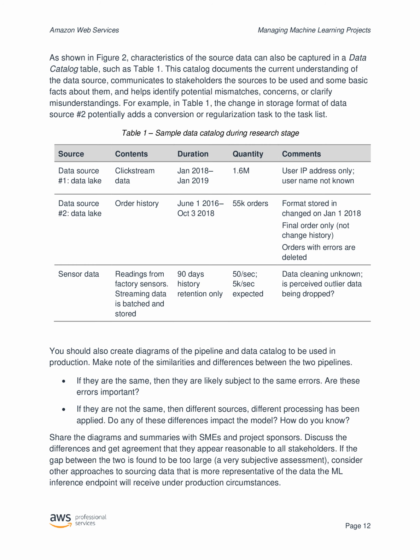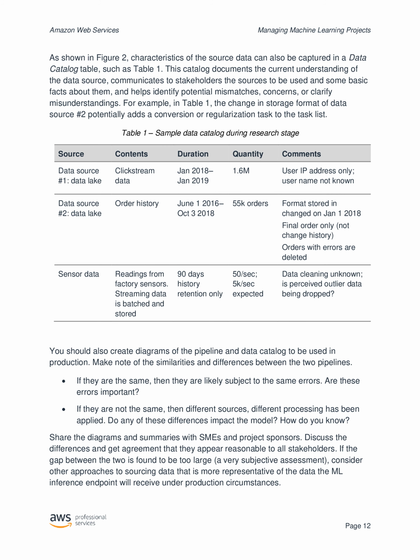As shown in Figure 2, characteristics of the source data can also be captured in a data catalog table, such as Table 1. This catalog documents the current understanding of the data source, communicates to stakeholders the sources to be used and some basic facts about them, and helps identify potential mismatches, concerns, or clarify misunderstandings. For example, in Table 1, the change in storage format of data source number 2 potentially adds a conversion or regularization task to the task list.